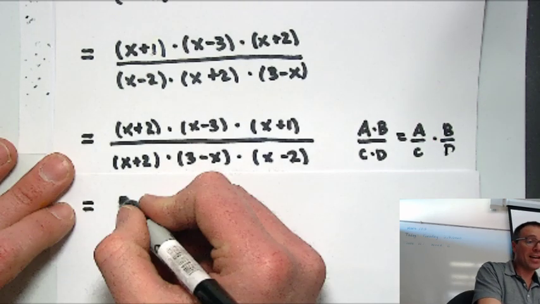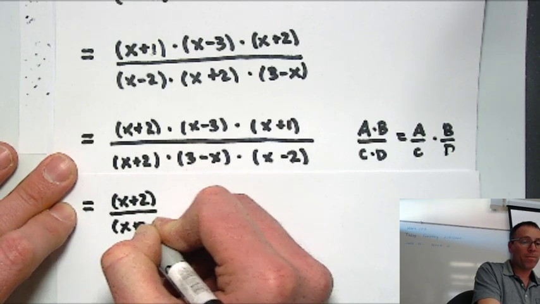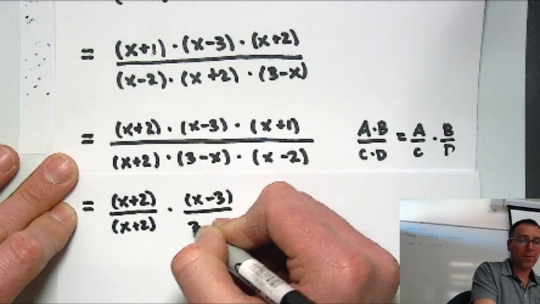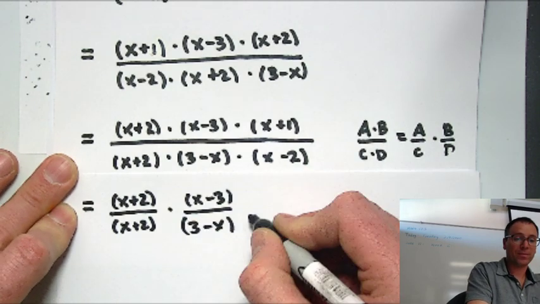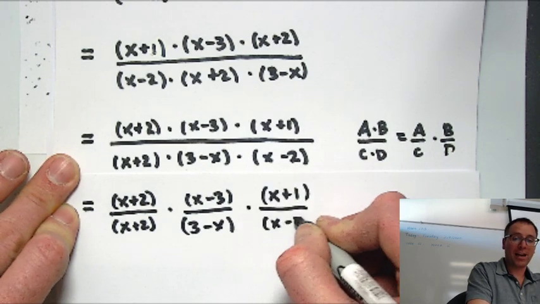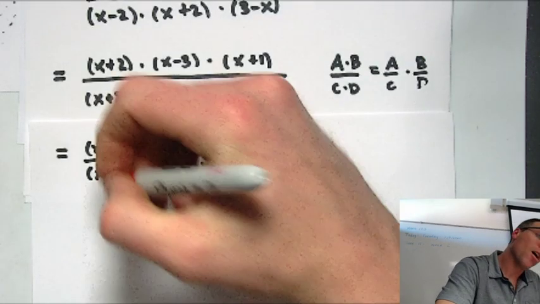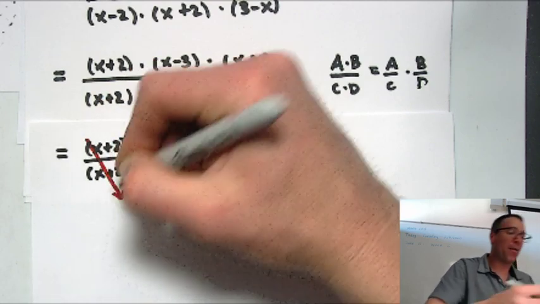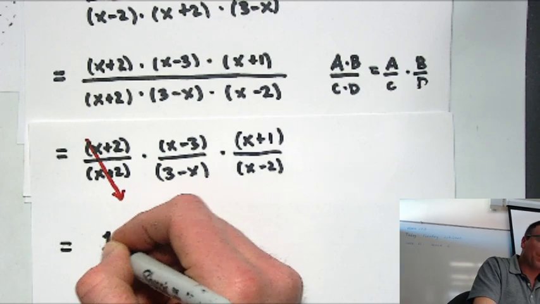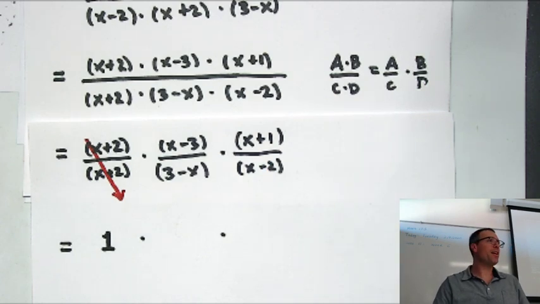And the really nice thing about that is when I break these apart, I get x minus 3 over 3 minus x, and x plus 1 over x minus 2. What do I immediately know about that fraction? That thing is 1. What do I immediately know about that fraction? Can I do anything to simplify it? This last one there.